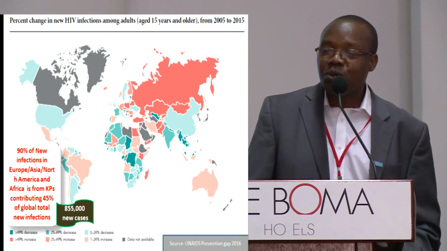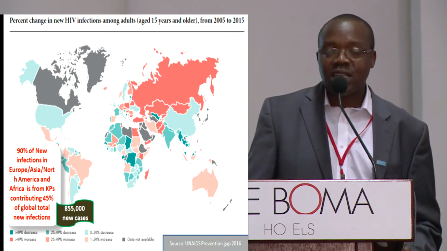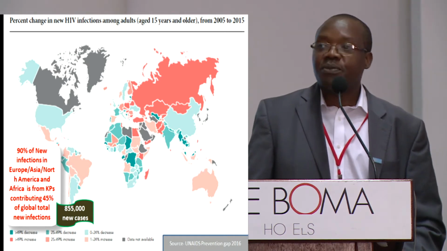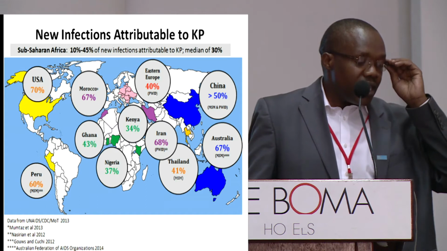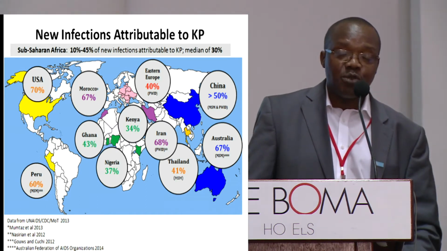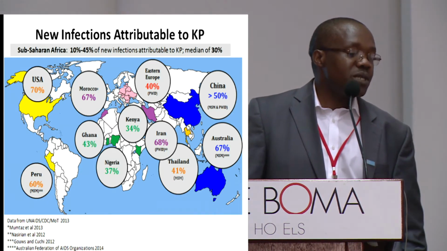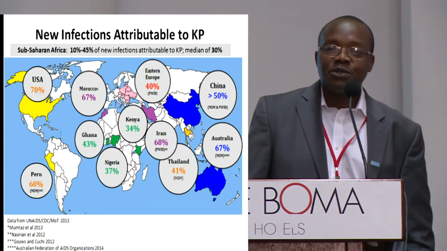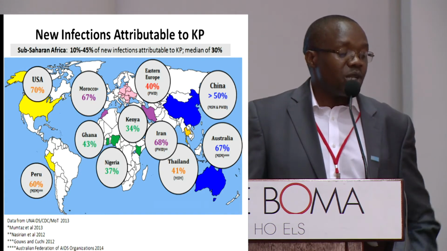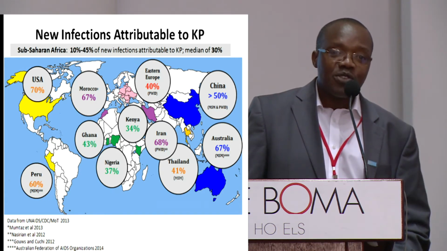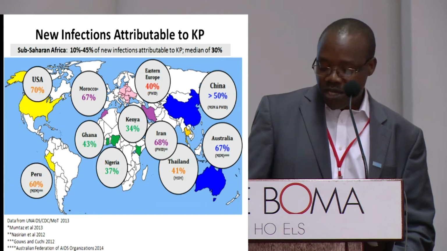So if we were to make significant contributions to reducing new infections, we have to invest a lot in key pops. You can see also in some of our countries where the new infections have been contributed by the key populations, for example, in Kenya, 34%. This is data that was generated from the modes of transmission study by UNAIDS and CDC in 2013. But you can see in most of our countries the significant contribution of key populations to the new infections.